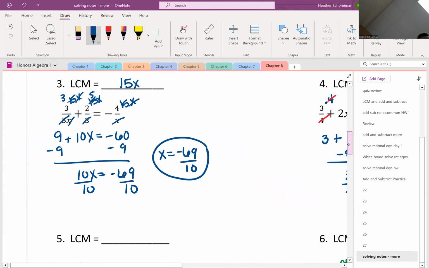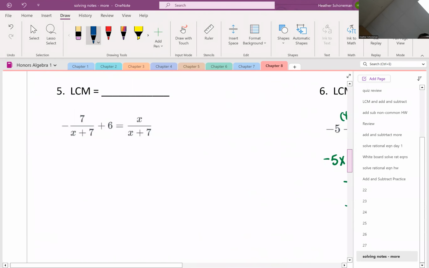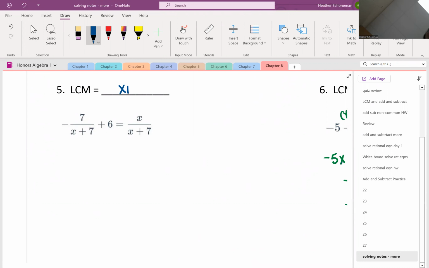Okay, let's try another one. If I'm going too fast, remember, you can always pause the video. Next one, we don't have numbers in it, but we have an expression, and the only expression we have is x plus 7. So we're going to multiply each term times x plus 7. On the first one, the x plus 7's cancel, so I'm left with -7. On the next one, nothing cancels, so I'm going to have to distribute, and that gives me 6x plus 42. On the last one, the x plus 7's cancel, and I just get x.